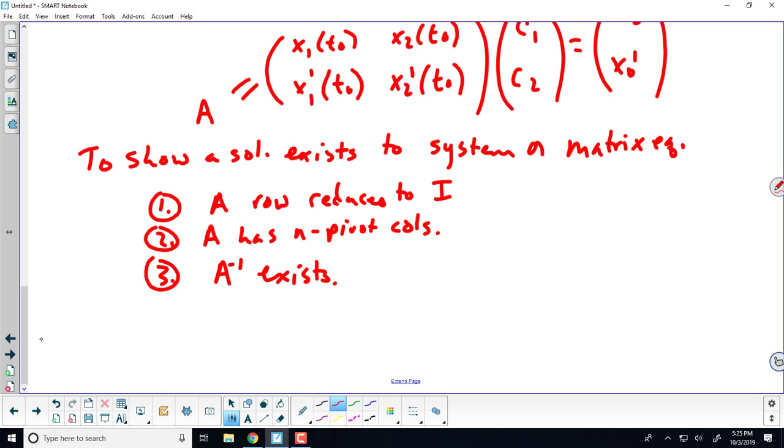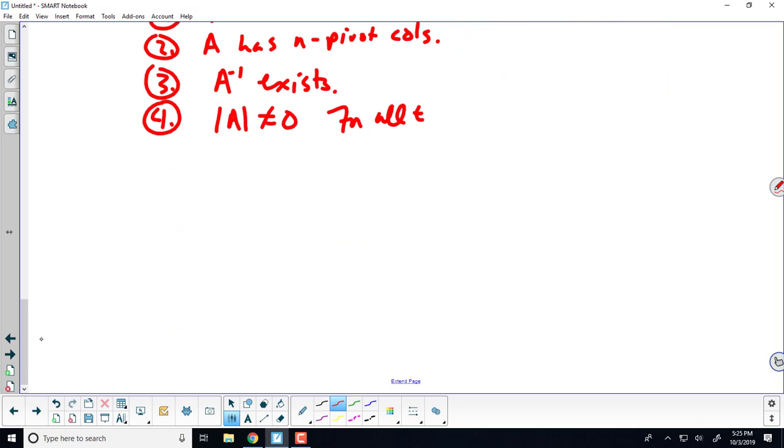So Jack, this is what you were saying earlier, I think. Yeah, the determinant doesn't equal 0. Yeah, we can show that the determinant is not 0 for all t. So let's do that. I think that's easiest.